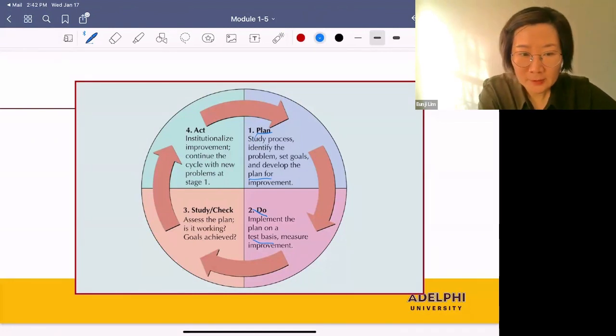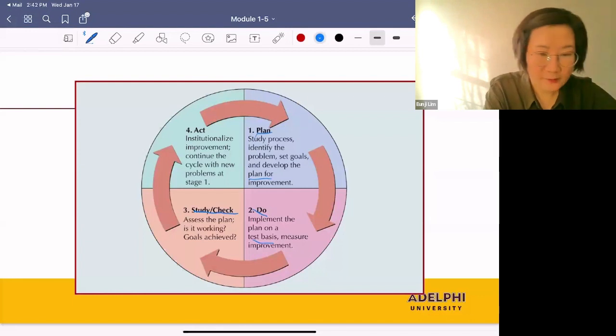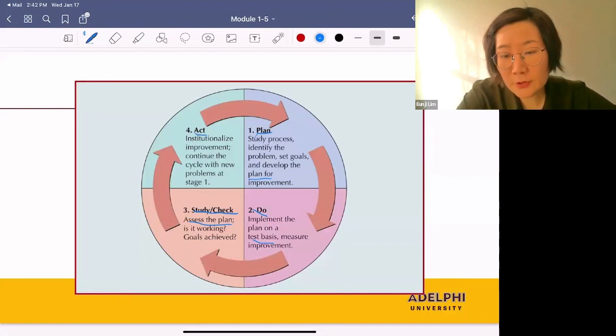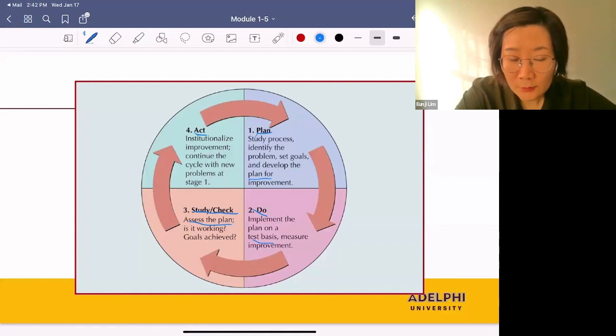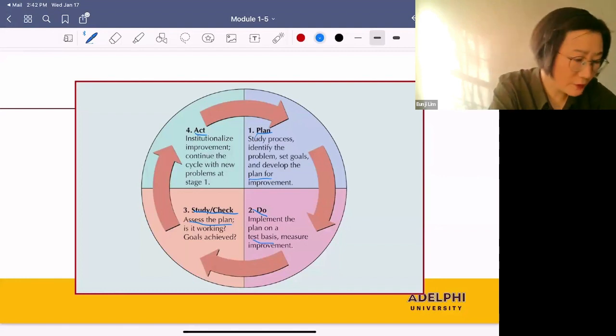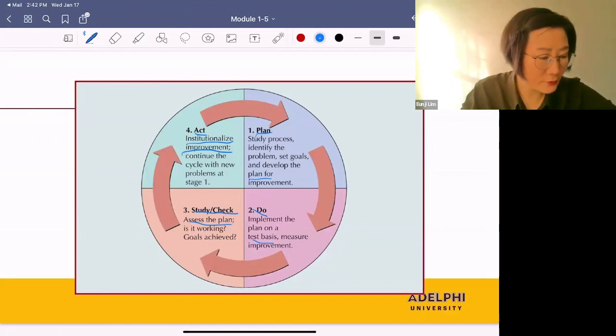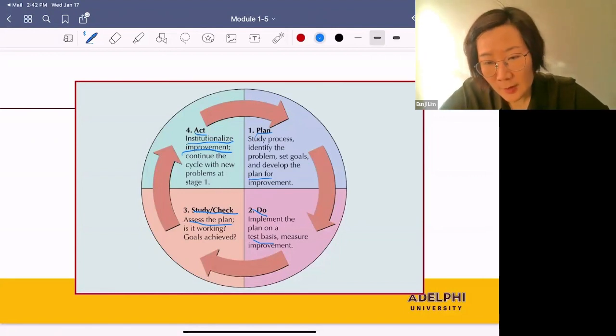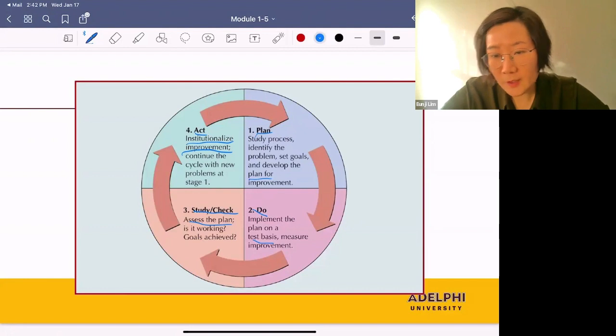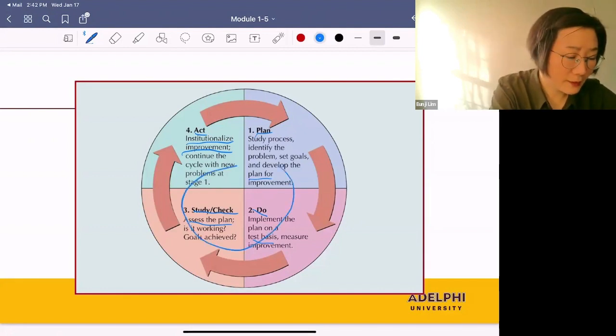And next, we study or check. We assess the plan. Is it working? Are the goals achieved? Next, act. If your solution is working, then we implement this on a larger scale. We're going to institutionalize improvement, and we're going to continue with a new problem. But if our solution doesn't work, we're going to do this cycle one more time.